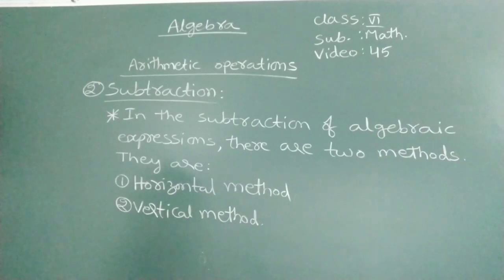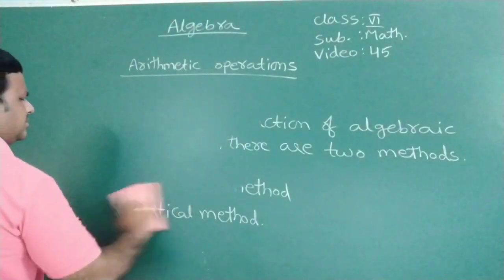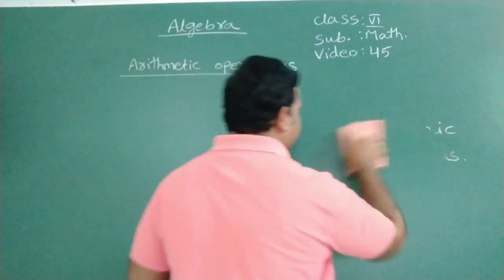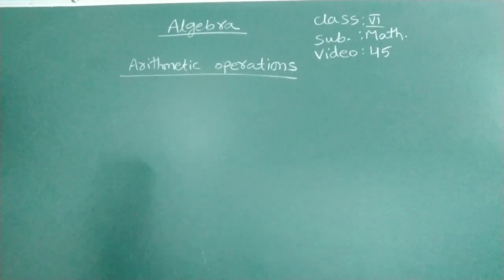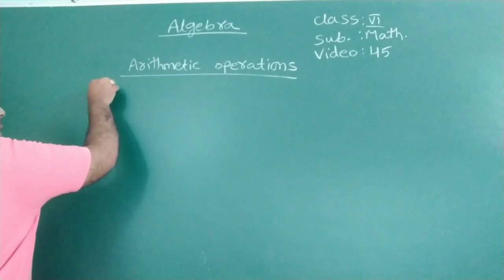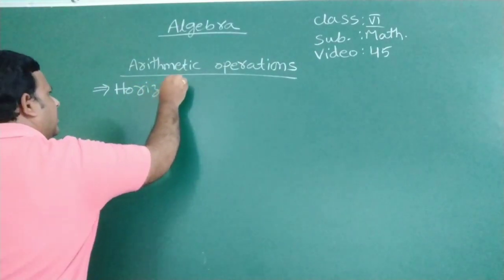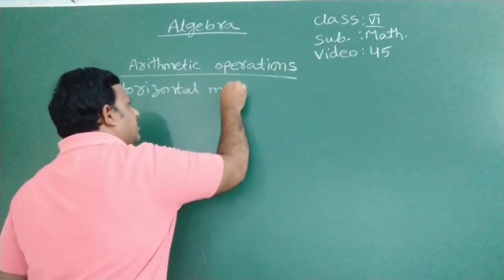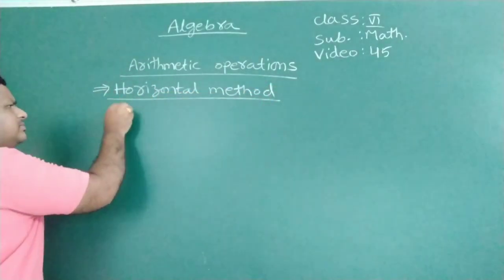also. In addition also we used the same methods. Now in subtraction also we are going to use the same methods. Now let us see the horizontal method in subtraction. In addition also we got the same, isn't it? So to understand this method, directly I am going to take an example problem.